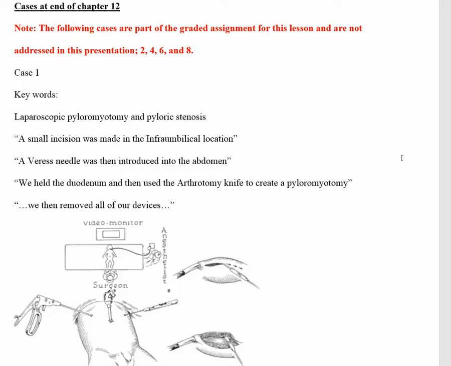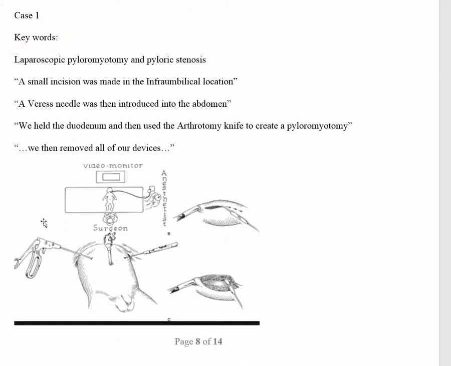The first one here is given to you in the operative note at the top. It says operation. That is a starting point. Then you need more information. You need to verify some information. If you read into the operative report, it talks about an incision was made. It says a needle was introduced. We held the duodenum, and they used a knife to create this pyloromyotomy. They removed all the devices.